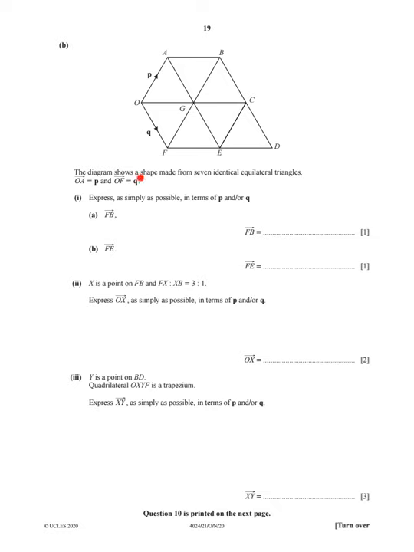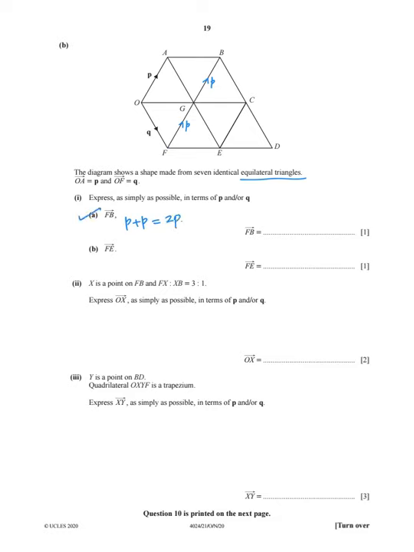It says the diagram shows a shape made from 7 identical equilateral triangles. OA is P and OF is Q. Express, in terms of P and Q, the vector FB. So if you focus on FB, basically if OA is P, then GB is also P, and FG will be P as well. So from F to B, it is equal to P plus P, which leads to 2P. That is your first part answer.